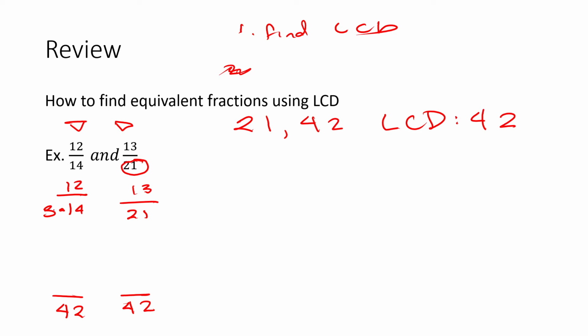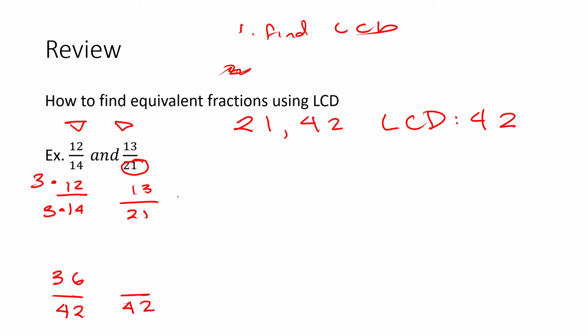And since we're multiplying the denominator with 3, we also have to multiply the numerator with 3. So let's multiply. 3 times 12 is 36. 3 times 14 is 42. Now you do the same thing to the other fraction, 13 over 21.